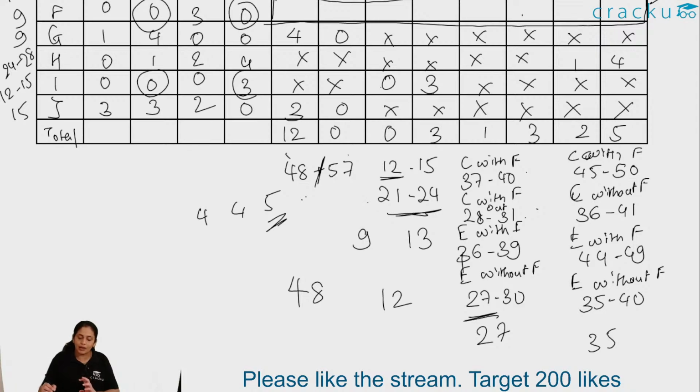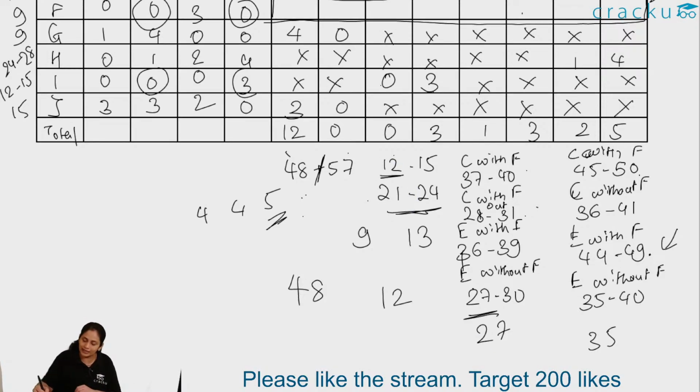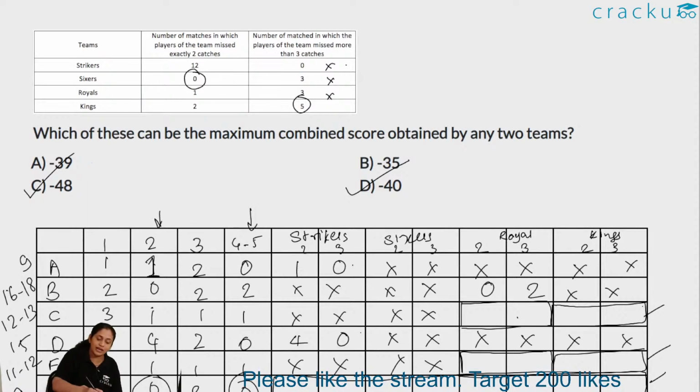In that case, what will happen is I'll put F somewhere else. I'll put F either with Kings, or I'll put it with Strikers, so that I get E with F, and C will be over here. This guy will have E, this guy will have C, and I'll have 12 over here because F is not there. So 12 plus 27, I'll get 39. So this 39 is possible.